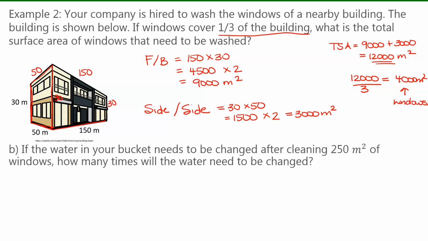Part B, if the water in your bucket needs to be changed after cleaning 250 meters squared of windows, how many times will the water need to be changed? So I have 4,000 meters squared in total, and I have to figure out how many times this 250 meters squared will fit into the 4,000 meters squared. So if I'm trying to figure out how many times that goes into that, I divide. So 4,000 divided by 250, and that gives me 16 times. So I need to change the water 16 times when I wash those windows.